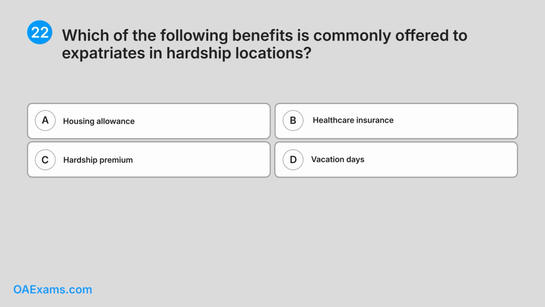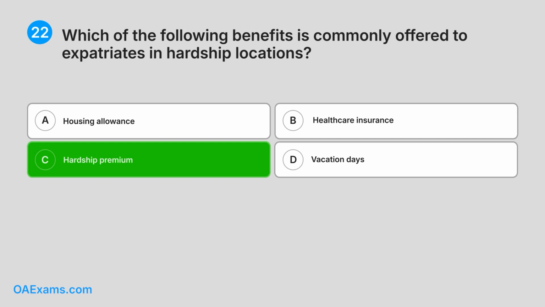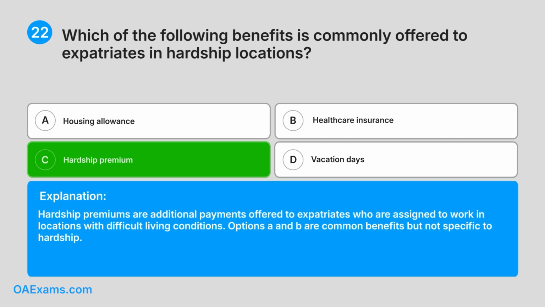Correct answer, C. Hardship premium. Explanation. Hardship premiums are additional payments offered to expatriates who are assigned to work in locations with difficult living conditions. Options A and B are common benefits, but not specific to hardship.